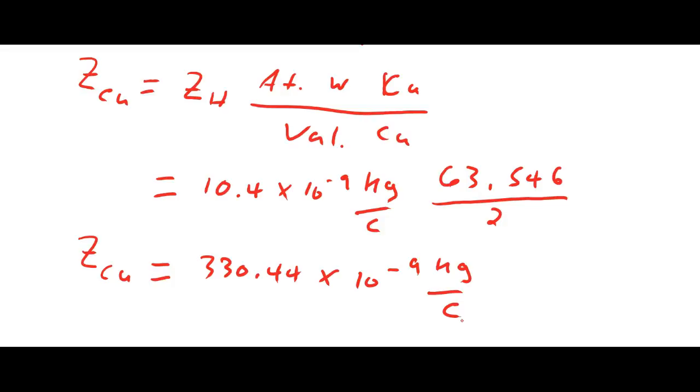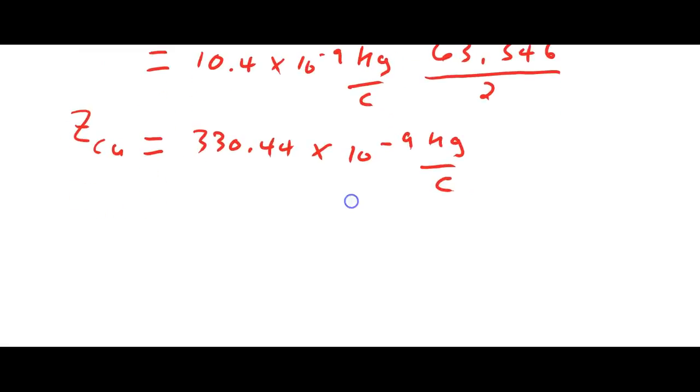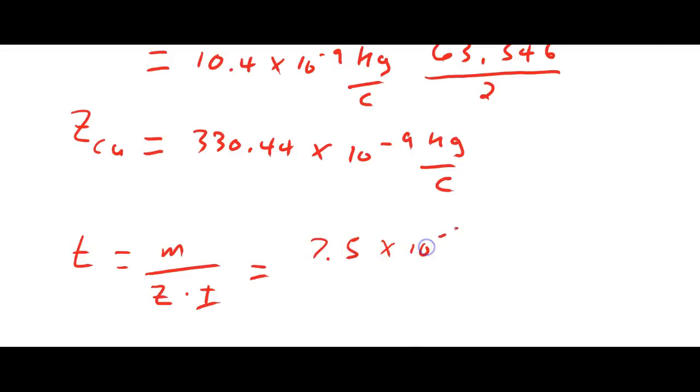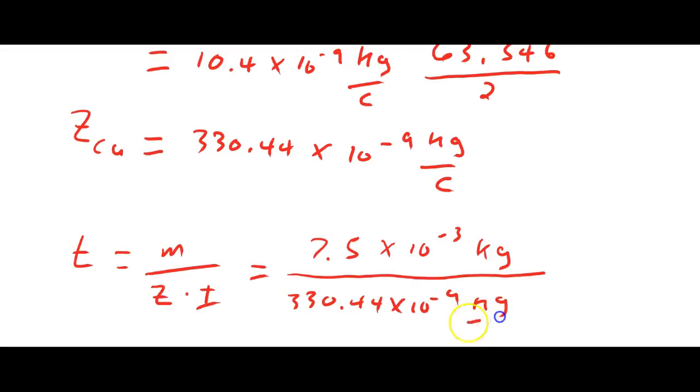And that is basically the same as was given in part A of the question. And so that means the time will be equal to mass divided by Z times I, so that will give us the mass 7.5 times 10 to the negative 3 kilograms divided by the 330.44 times 10 to the negative 9 kilograms per coulomb.